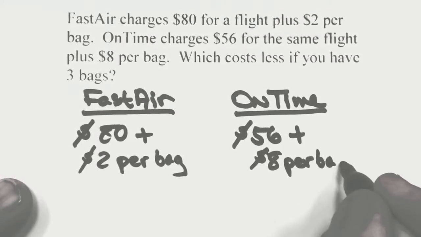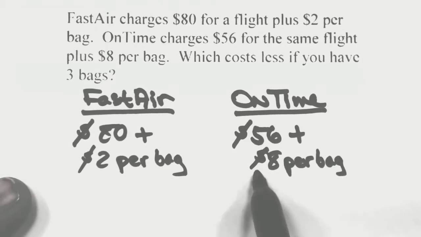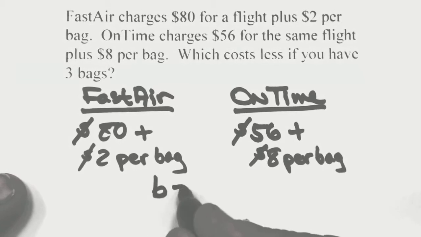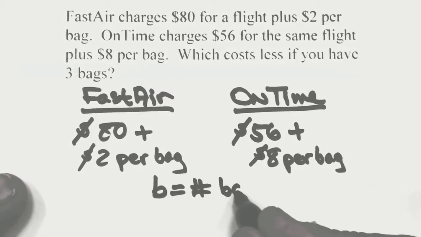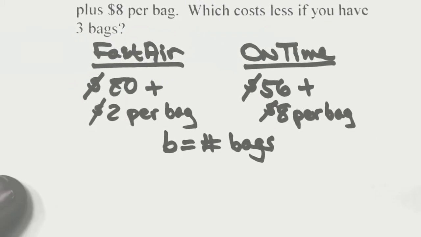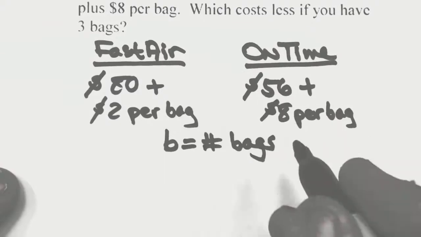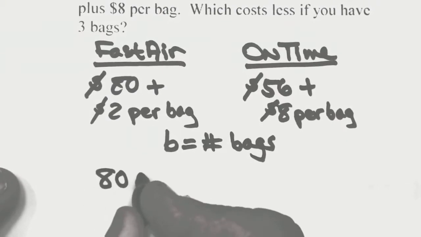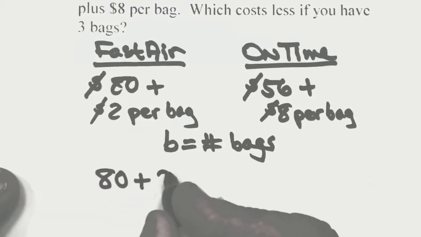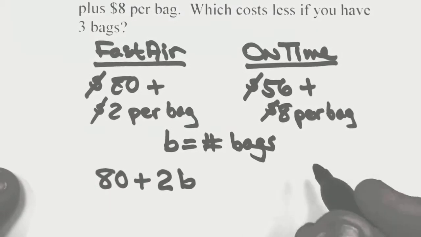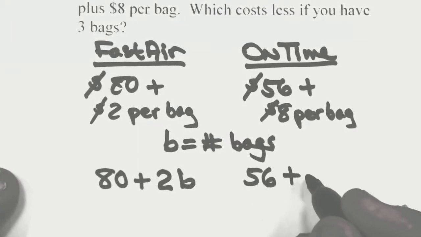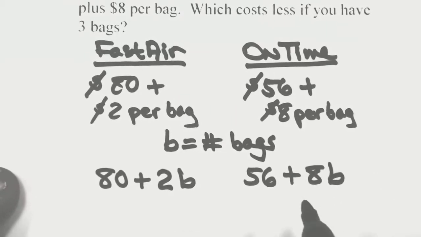Okay, well, let's equate these up. Now, the thing that varies here is the number of bags that you're going to have. So let's use B for the number of bags. You could use X if you wanted, but nice to use a letter that reminds you what you're working with. Set up the costs in both of these. Fast Air, the flight is $80 plus $2. Now notice this is the same money, both in dollars, so we just use the 2 times B. On Time over here charges $56, but plus $8 per bag.